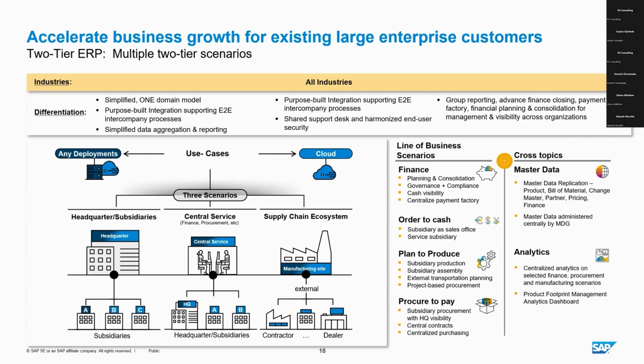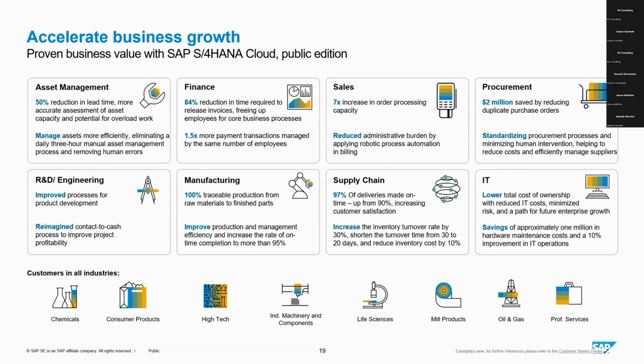So if you look at the statistics so far, in terms of asset management, we have a 50% reduction. In finance, we have an 80% reduction in time required to release invoices, freeing up employees for core business processes, and 1.5 times more payment transactions managed by the same number of employees. In terms of sales, a 7 times increase in order processing capacity, and reduced administrative burden by applying robotic process automation in billing. So the statistics are there with major improvements for companies.